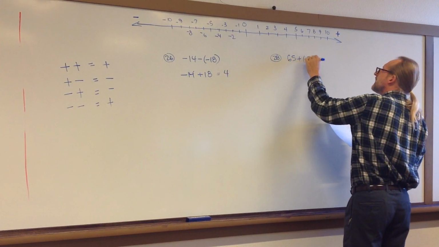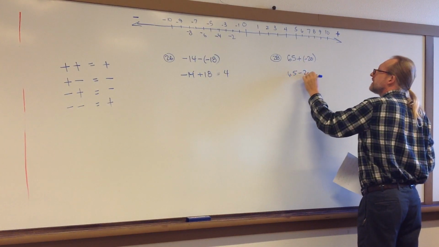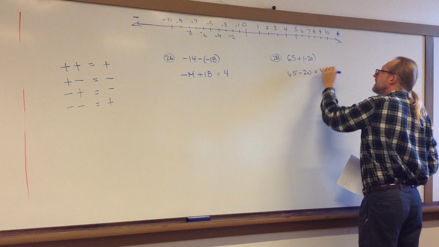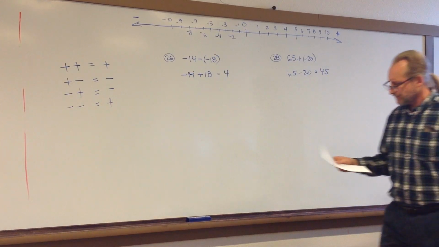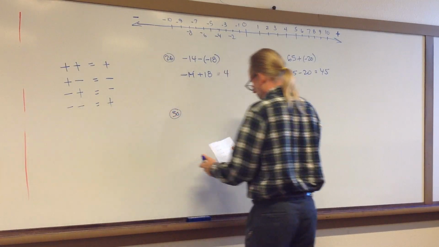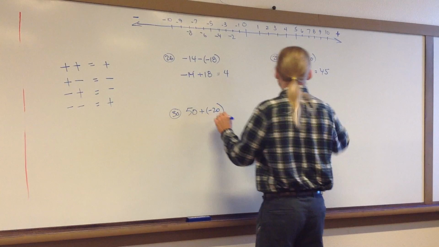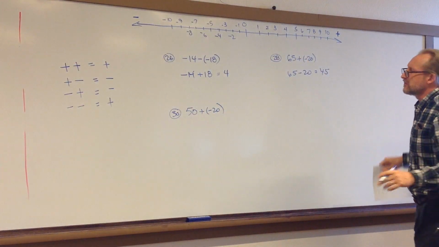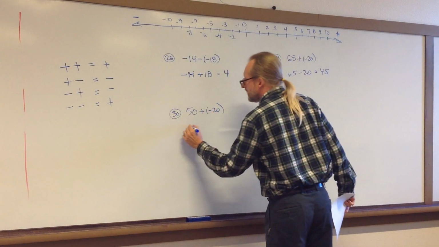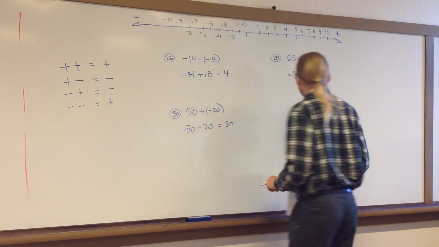All right, 28. 65 plus negative 20. So again, let's make this a single sign. 65 minus 20 is just plain old 45. Problem 30. 50 plus negative 20. Very much like this one. Really very similar. Right? You've got the double sign here, so let's just call this 50 minus 20, and that'll leave us with positive 30.